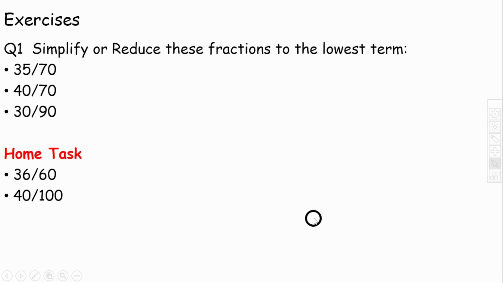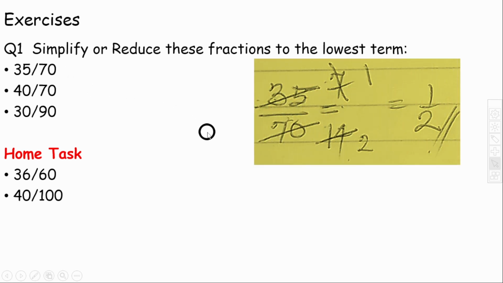So now let's work some examples to get it clearer. Simplify and reduce the following fractions to the lowest term. 35 over 70. To simplify this, what is the common factor between 35 and 70? 5. 5 is the common factor between 35 and 70. So now let's divide 35 by 5 and 70 by 5.